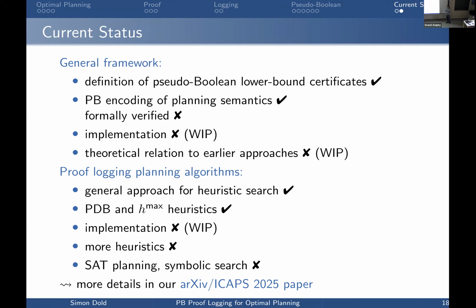As I said earlier, there are also other planning approaches like sub-planning and symbolic search, and for that it would also be great to do proof logging on them. But yeah, we haven't done that yet. And for more details, you can look at our arXiv or ICAPS paper. Yeah, and that's it. Thank you.